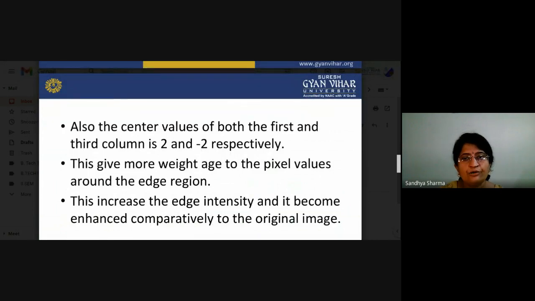Also, the center values of the first and third columns are 2 and minus 2 respectively. So this gives more weight to the pixel values around the edge region. This increases the edge intensity, and it becomes enhanced comparatively to the original image. Following is the horizontal mask of the Sobel operator.